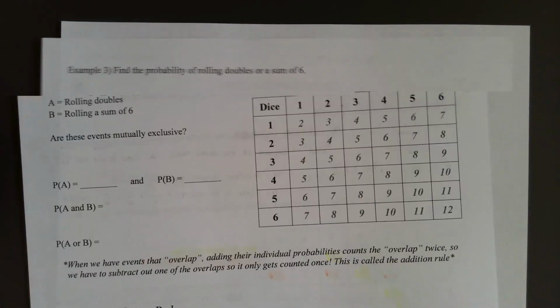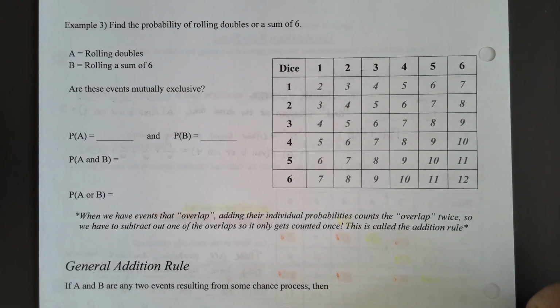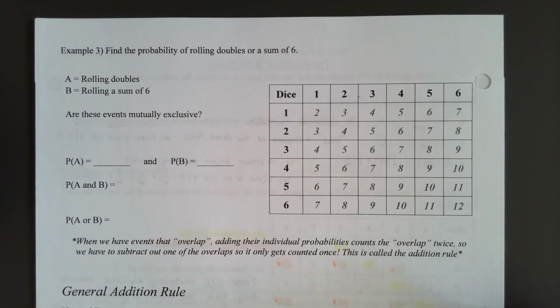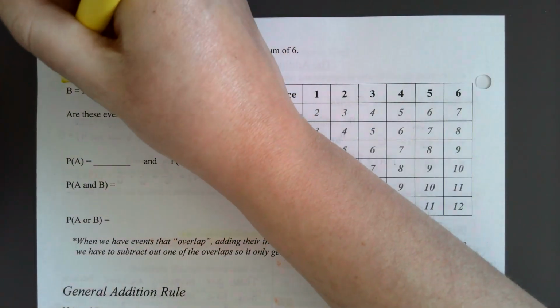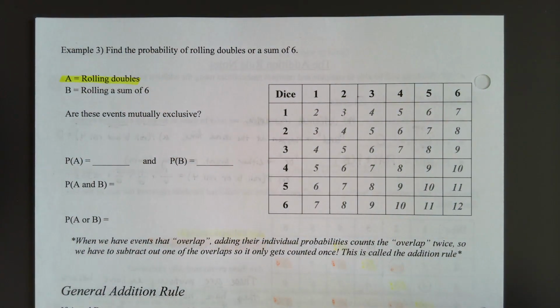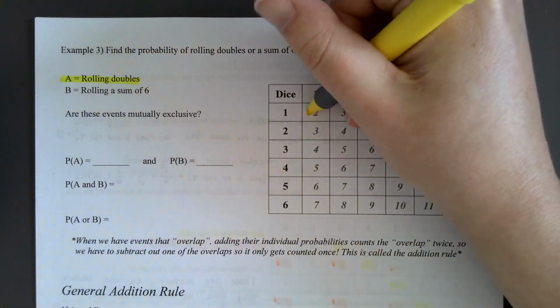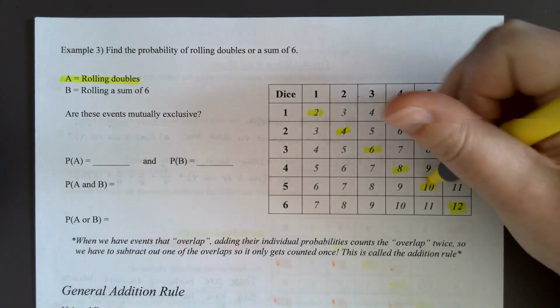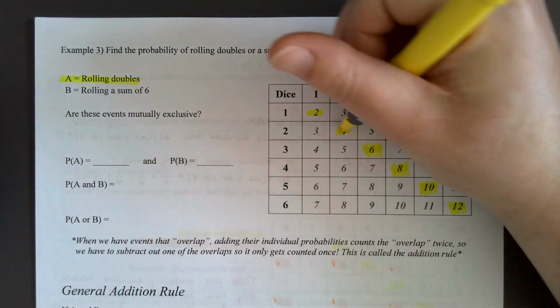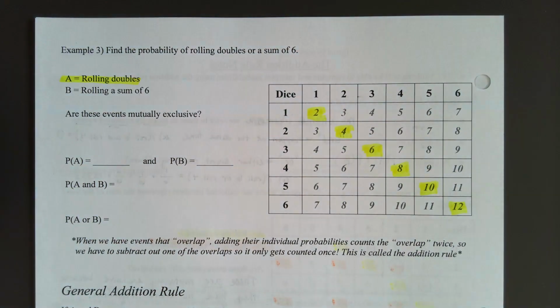So taking a look at our next example, we're going to take our dice rolling again, and we're going to take a look at finding the probability of rolling doubles or rolling a sum of 6. So I'm going to go through once again, and I'm going to highlight all of my different outcomes where I'm rolling doubles. So if I'm rolling doubles, I'm rolling a 1 and a 1, a 2 and a 2, a 3 and a 3, a 4 and a 4, a 5 and a 5, a 6 and a 6. So I'm getting these values here. And you can just circle them if you want to.